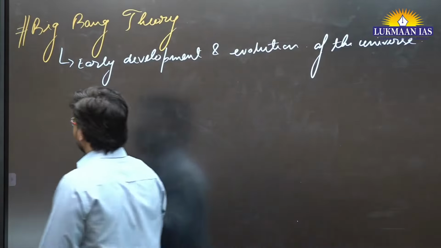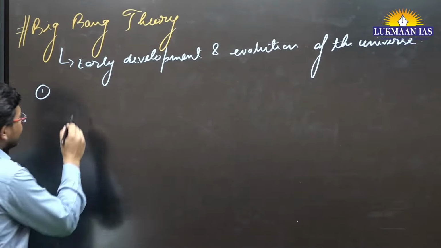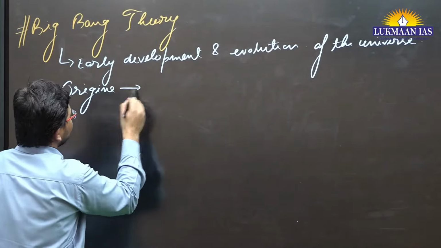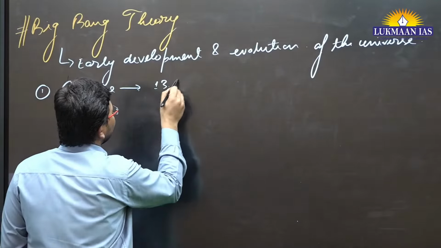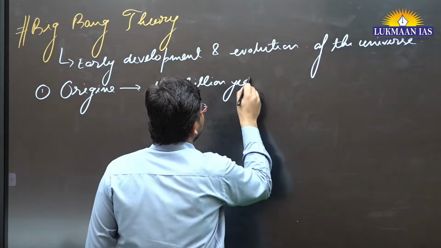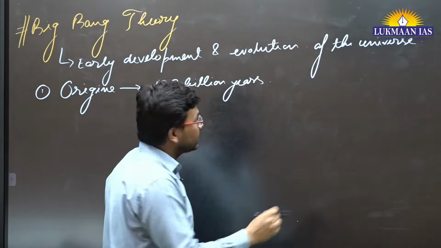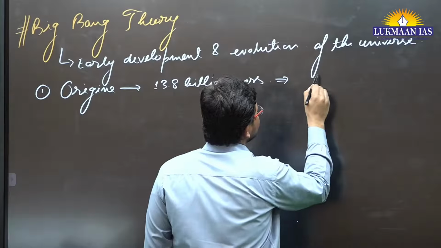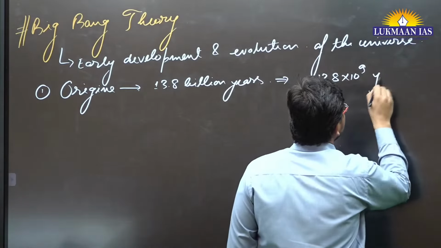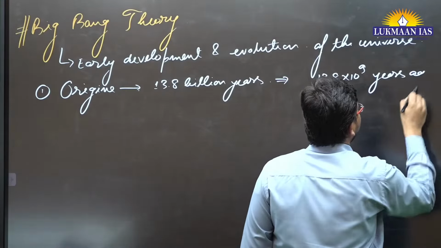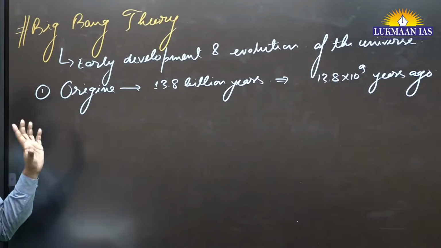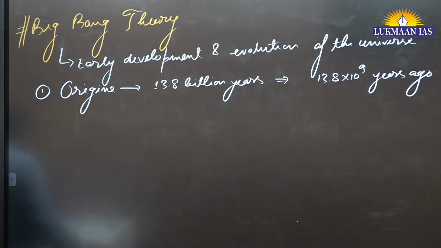So what has the Big Bang theory said? Number one, it has said that the universe originated around 13.8 billion years ago. 13.8 billion years ago means 13.8 into 10 raised to power 9 years ago. This is what it says.